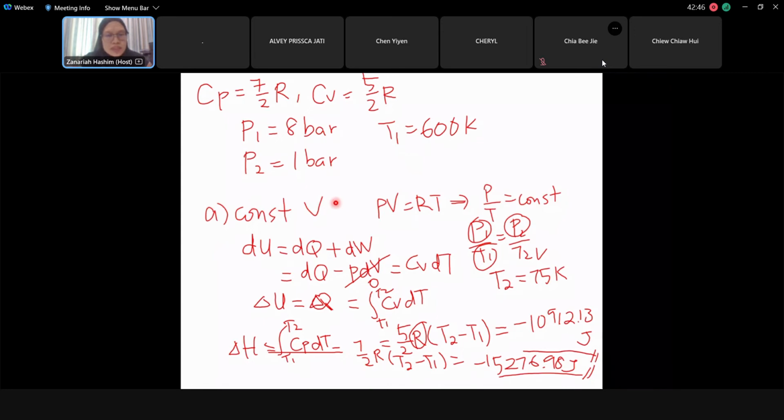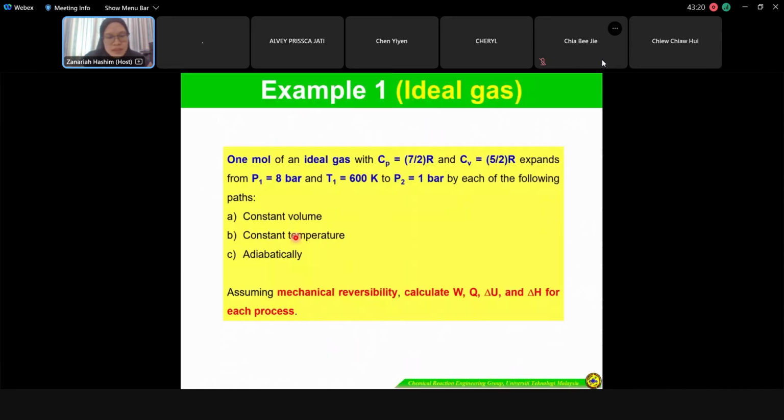So for the constant volume, from the ideal gas equation PV equals RT, you can rearrange it. V and R go to one side, T goes to the other, so you are left with the constant on the left side and you have T and P on this side. So in this case, P over T, or T over P, is constant. The question asks you to calculate the W, Q, delta U and delta H.